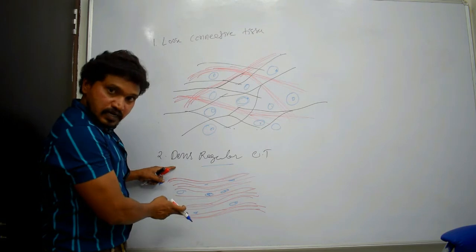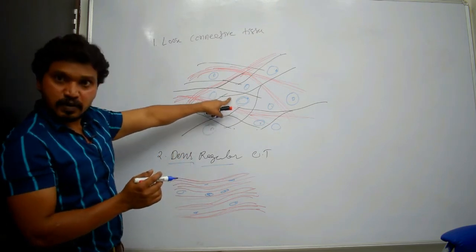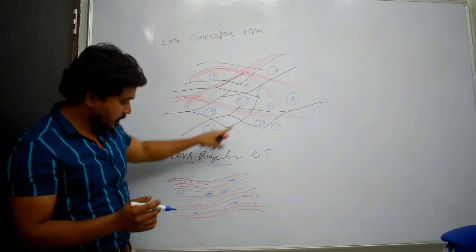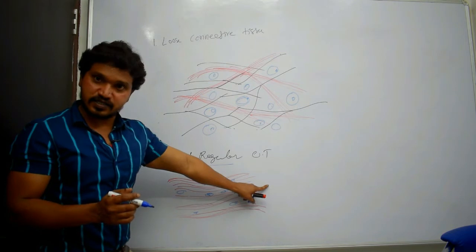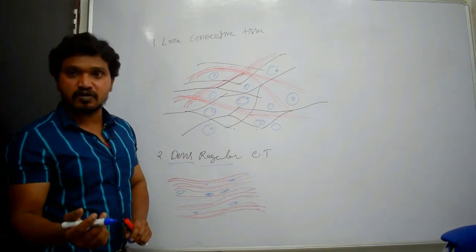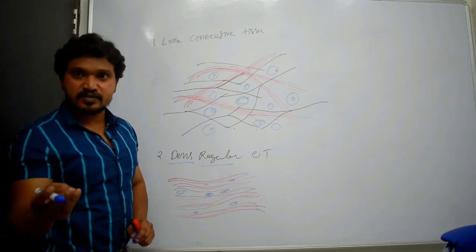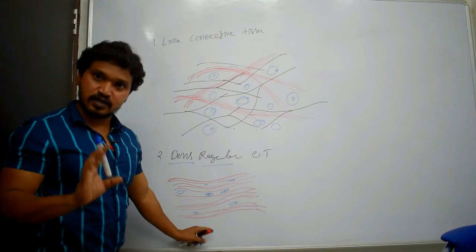And collagen fiber bundles are densely arranged. Not like this. Here collagen fiber bundles are loosely arranged, but here they are densely arranged. Clear? And they are regularly arranged. That's what dense regular connective tissue is. Where can you find it? Examples are tendons, ligaments and aponeuroses. Remember these three, that is enough.